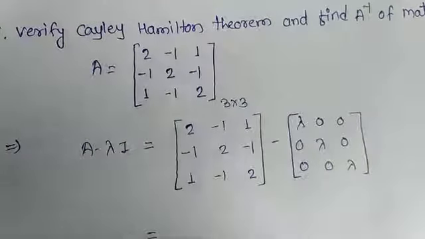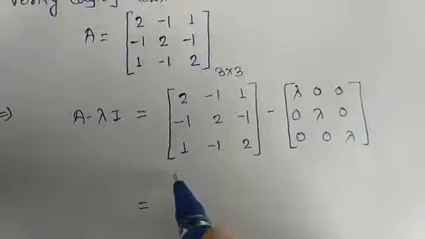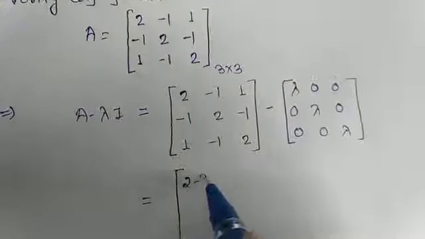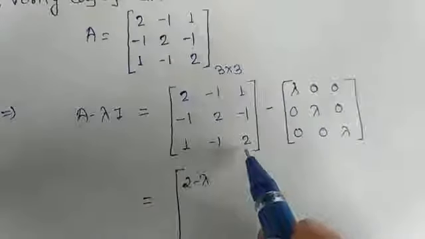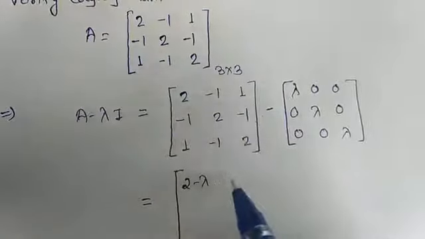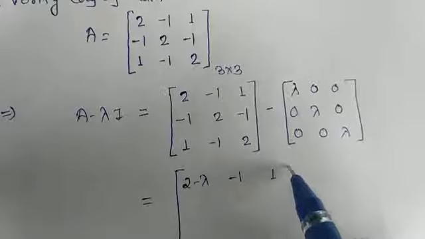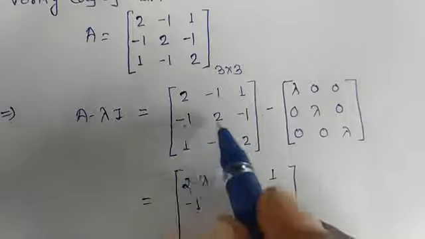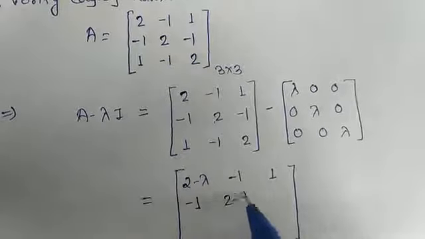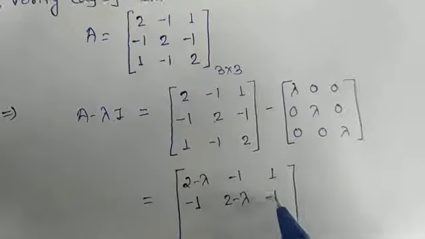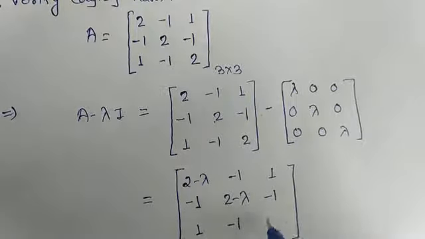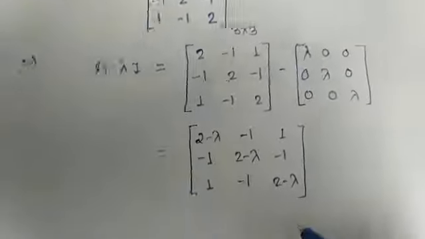Now A minus lambda I is the matrix where only the diagonal entries change and the remaining entries stay as they are. First row: 2 minus lambda, minus 1, 1. Second row: minus 1, 2 minus lambda, minus 1. Third row: 1, minus 1, and again 2 minus lambda. This is our A minus lambda I.